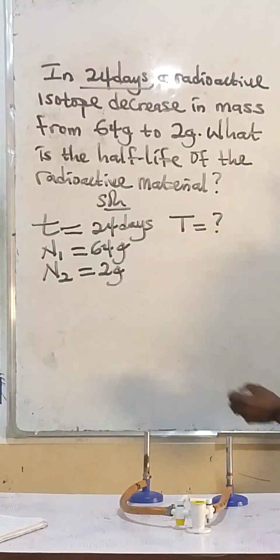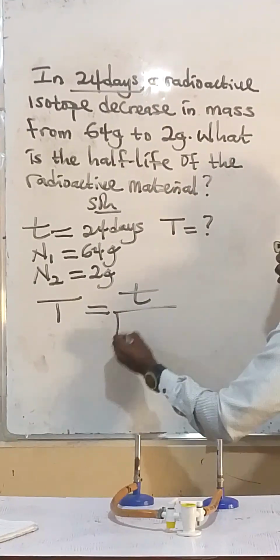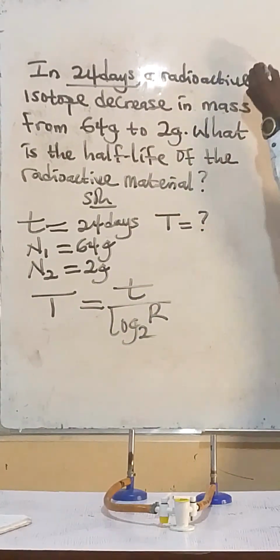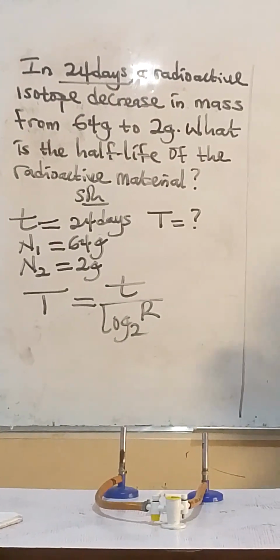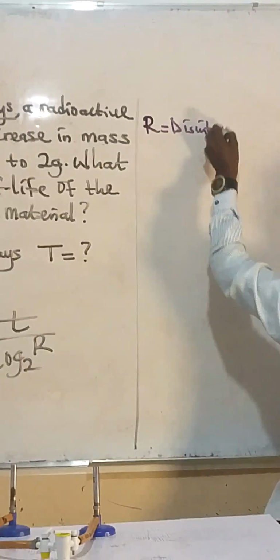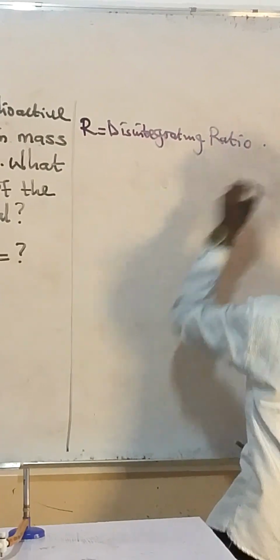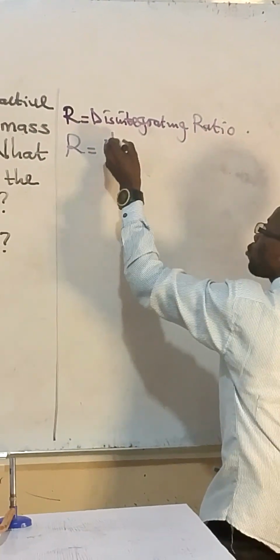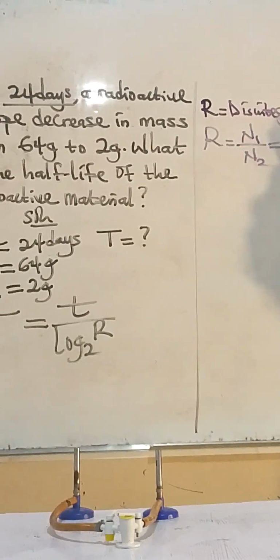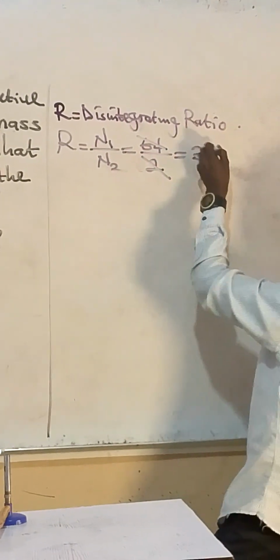But here now, half-life T is small letter t over log of r to base 2. R here represents the disintegrating ratio. R equals the disintegrating ratio, and R is given as N1 divided by N2. N1 is 64, N2 is 2. This divided by this, we are going to have 32.